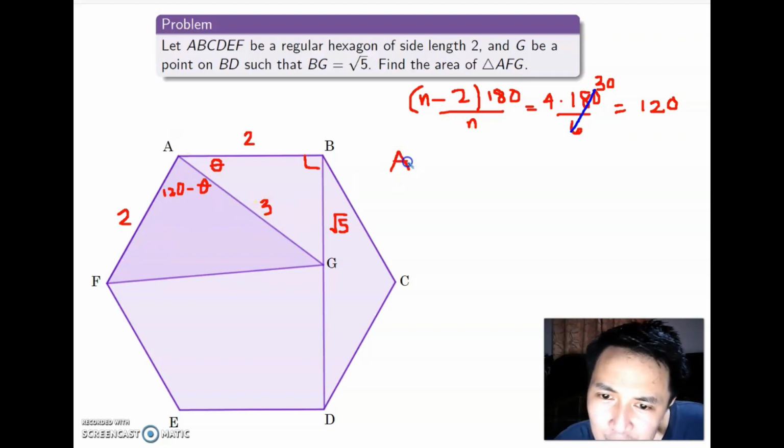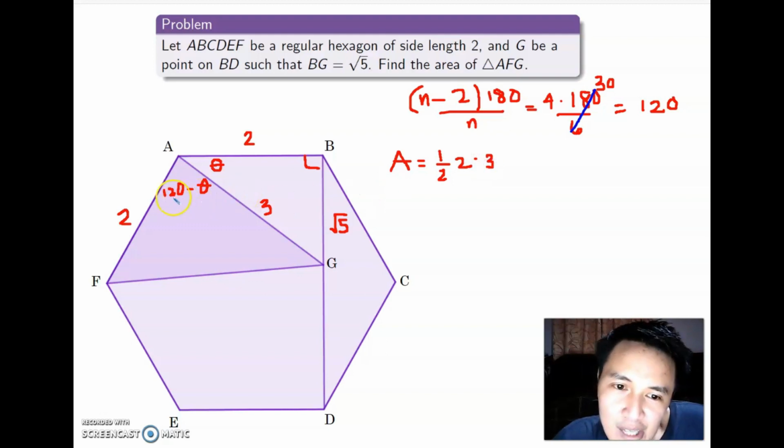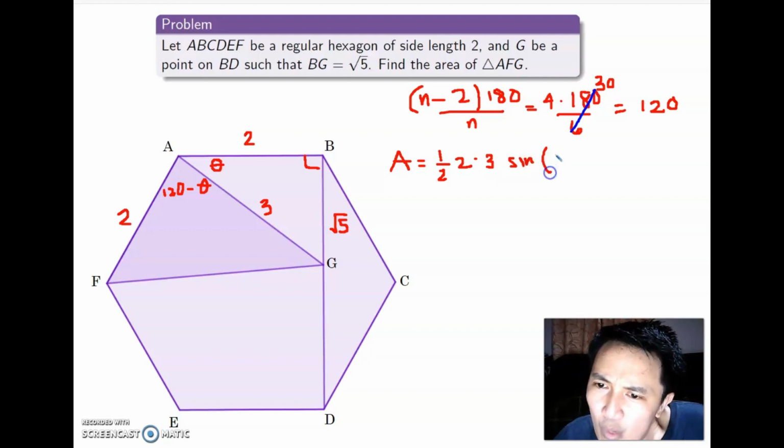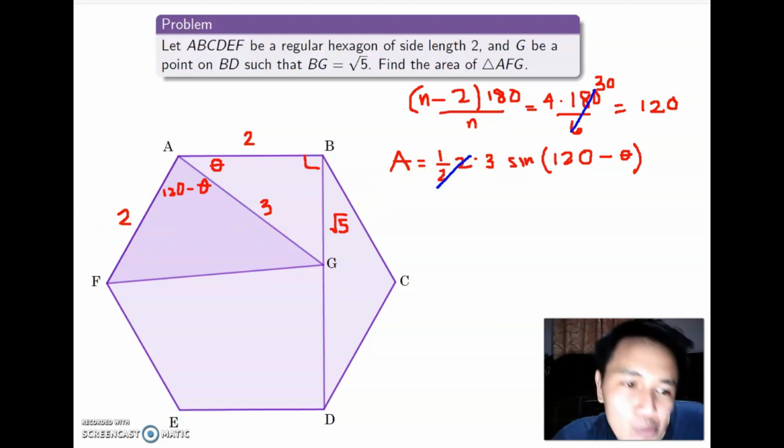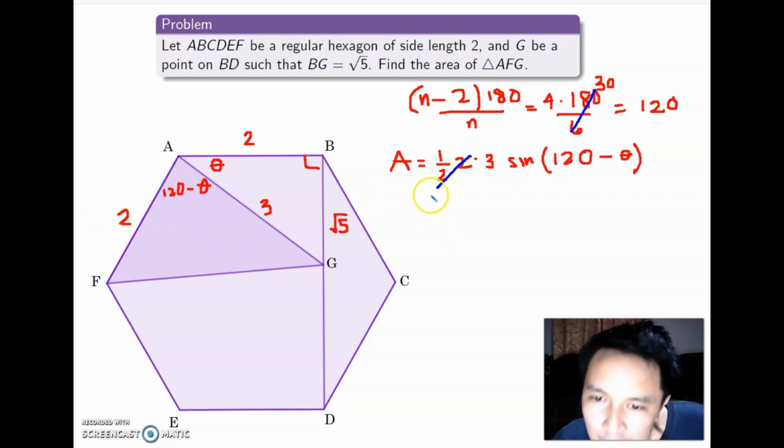Given two sides and an included angle, the area of that triangle is simply given by 1/2 times the product of the two sides, which is 2 and 3, times the sine of the included angle. That is sine of 120 minus theta. I can now cancel this, and that will give us 3 times sine of 120 minus theta. So what is sine of 120 minus theta?